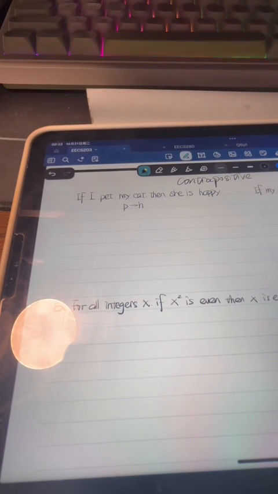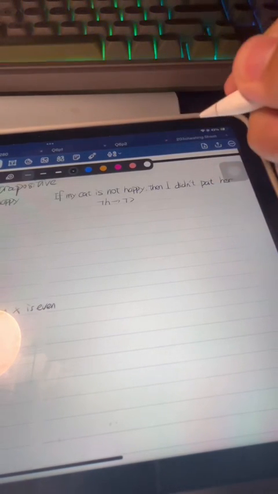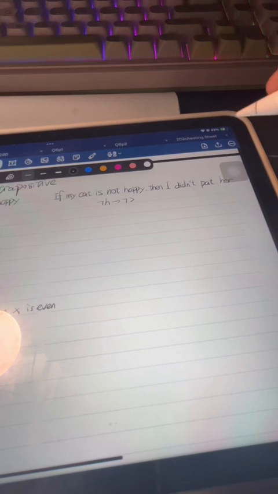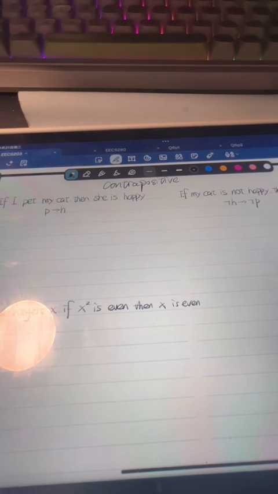We can simplify it into if P, then H. The P part is I pet my cat, and the H part is she's happy. The second one we can say is: if not H, meaning my cat is not happy, then not P, I didn't pet her, right? If we show that their truth tables are the same, then these two statements are equivalent, and we can use if not H, then not P to substitute if P, then H.